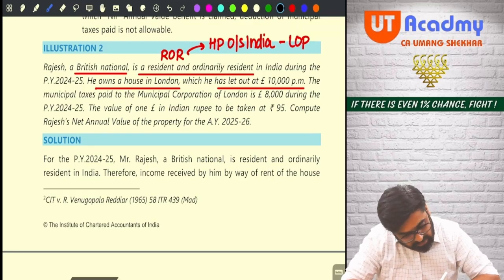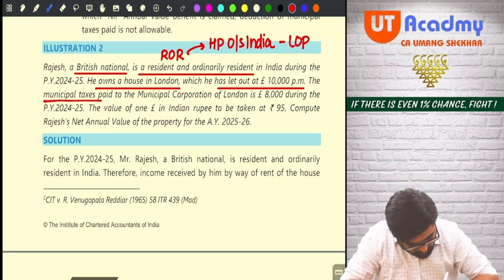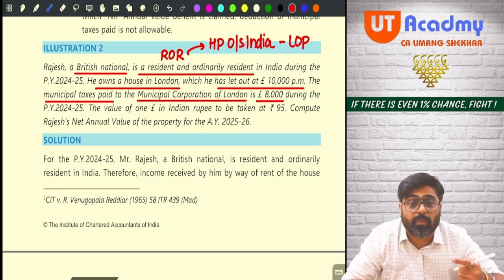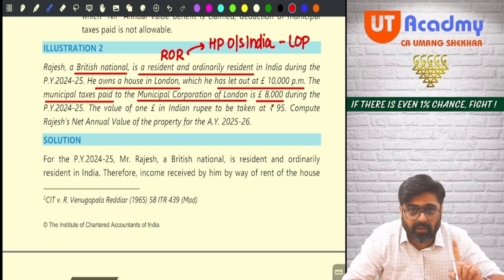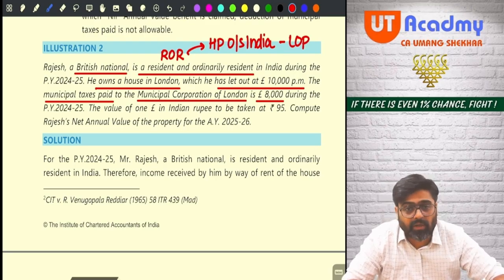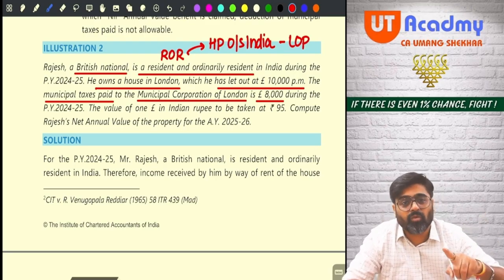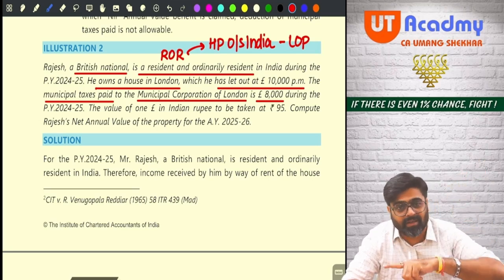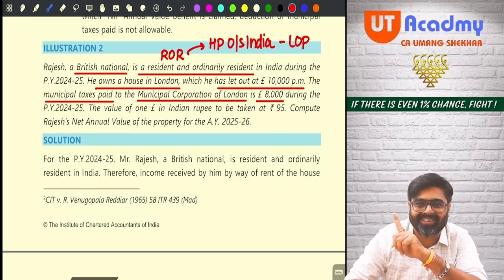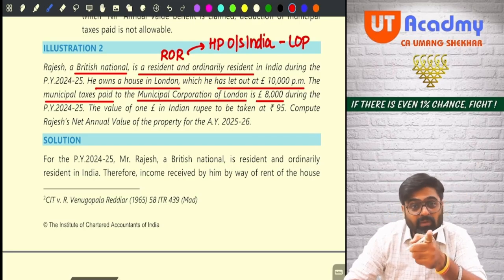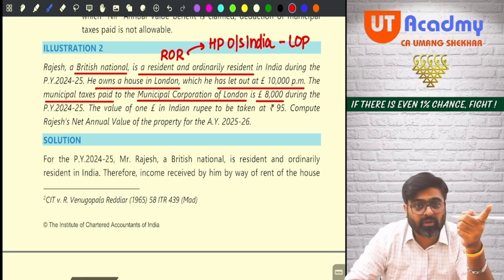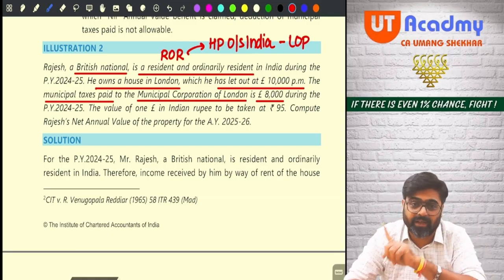The municipal taxes paid to the Municipal Corporation of London is £8,000. And my dear friends, this £8,000 is not per month, this is for the full year. Even though the corporation is situated outside India, any municipal taxes paid to a local authority situated outside India will be allowed as a deduction as per the Madras High Court judgment. So if the income of this property is charged to tax in India, then definitely the municipal tax of this property can also be claimed as a deduction in India.